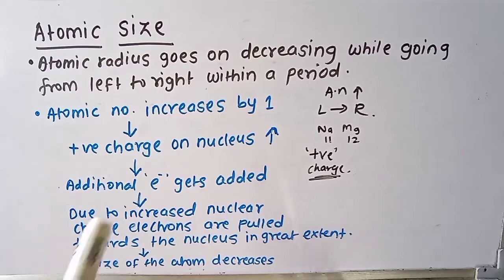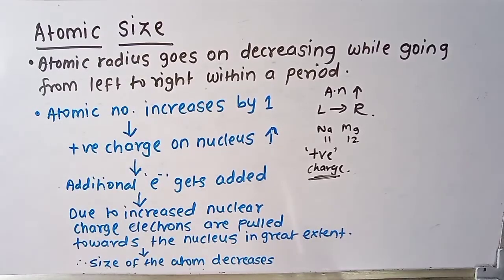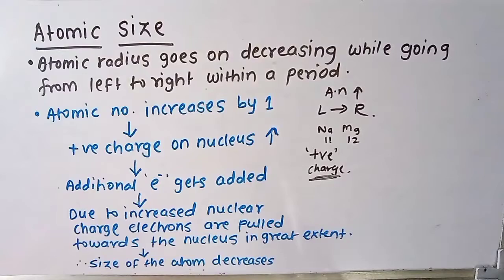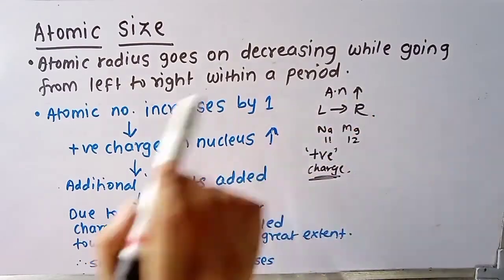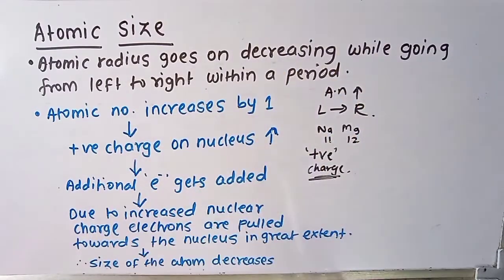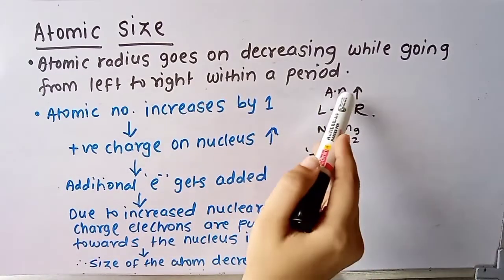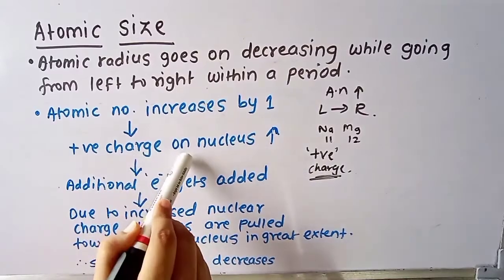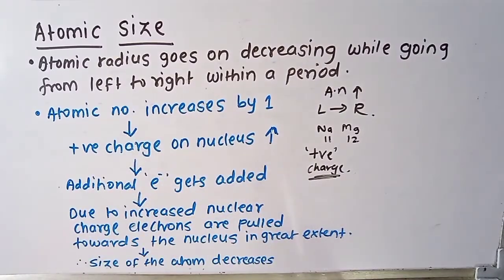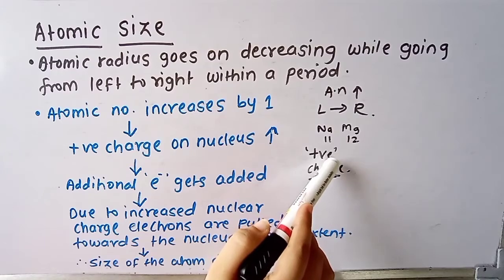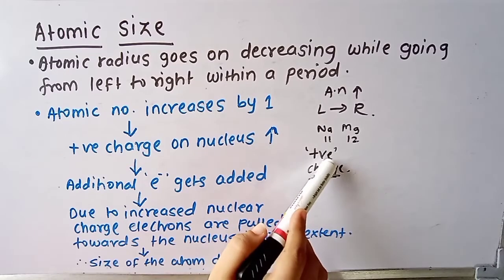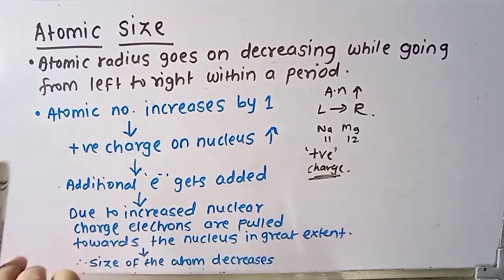And why? Just see again, because in the same period atomic number increases while going from left to right. This thing we have already seen. Yes or no? So every time atomic number increases, it means what? Positive charge on the nucleus also increases. Because atomic number is exactly equal to the number of protons, and protons have positive charge. So positive charge on the nucleus increases. Then an additional electron gets added.